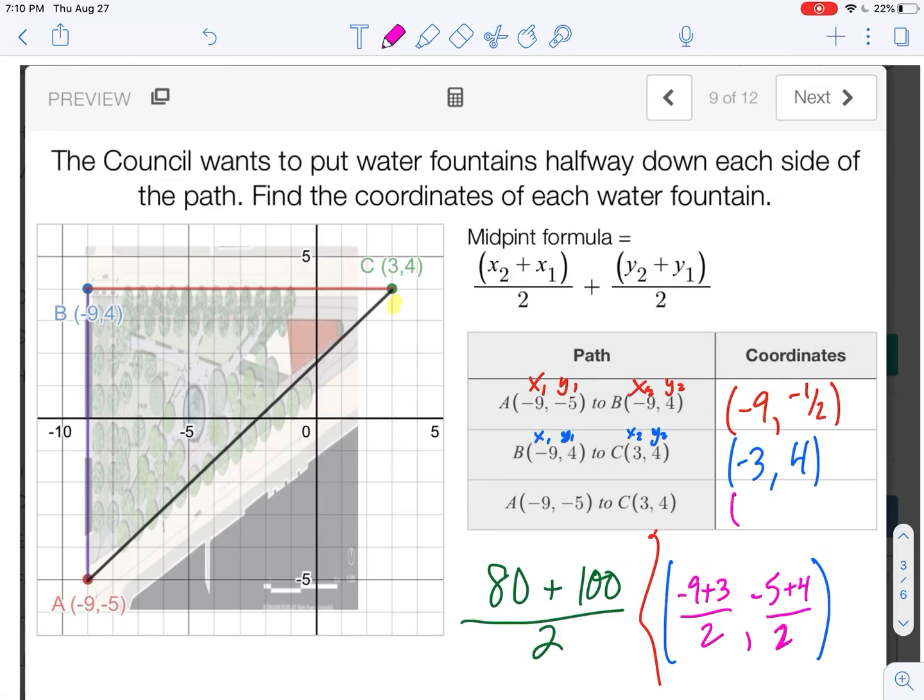So -9 plus 3 is again -6. Over 2 is -3. And then -5 plus 4 is -1 divided by 2. So that's our midpoint formula.